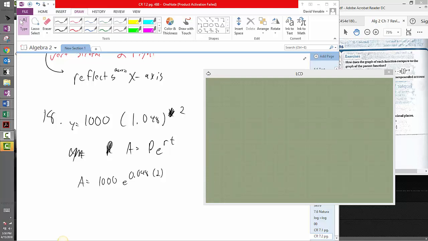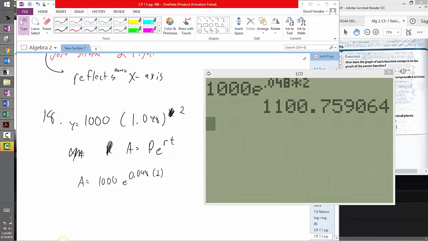So I'm going to do it the right way. Continuously compounded is 1,000 times, I'm going to multiply by e to the power of 0.048 times 2. This is the answer for continuously compounded interest. Now let me do it the other way right here, which is if you just compounded it once a year. I'm going to do 1,000 times, and I'm going to do the old method. I'm going to do 1.048, raise that to the power of just 2.